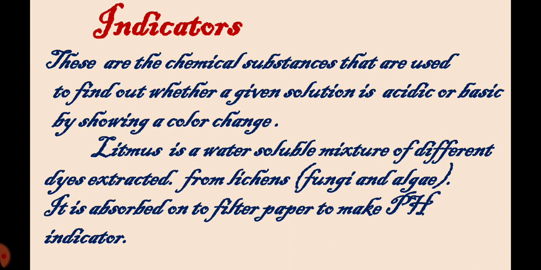Litmus is a water-soluble mixture of different dyes extracted from lichens, that is fungi and algae. It is absorbed onto filter paper to make pH indicators. Lichens are organisms of fungi and algae. Fungi and algae live together and we call them lichens, and certain dyes are extracted from the lichens, and that dye is absorbed onto the filter paper and is used as an indicator. So litmus is used as an indicator which is extracted from lichens.